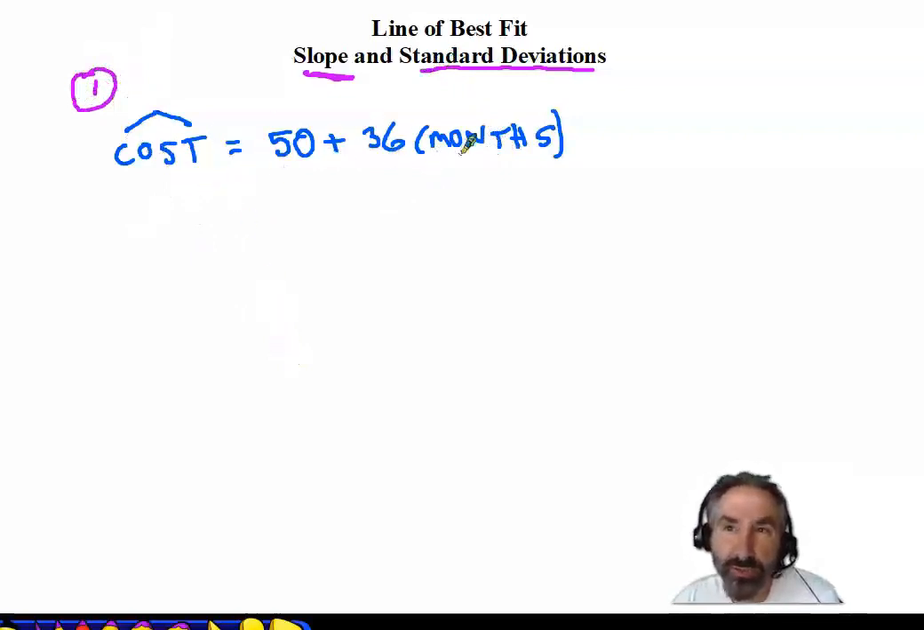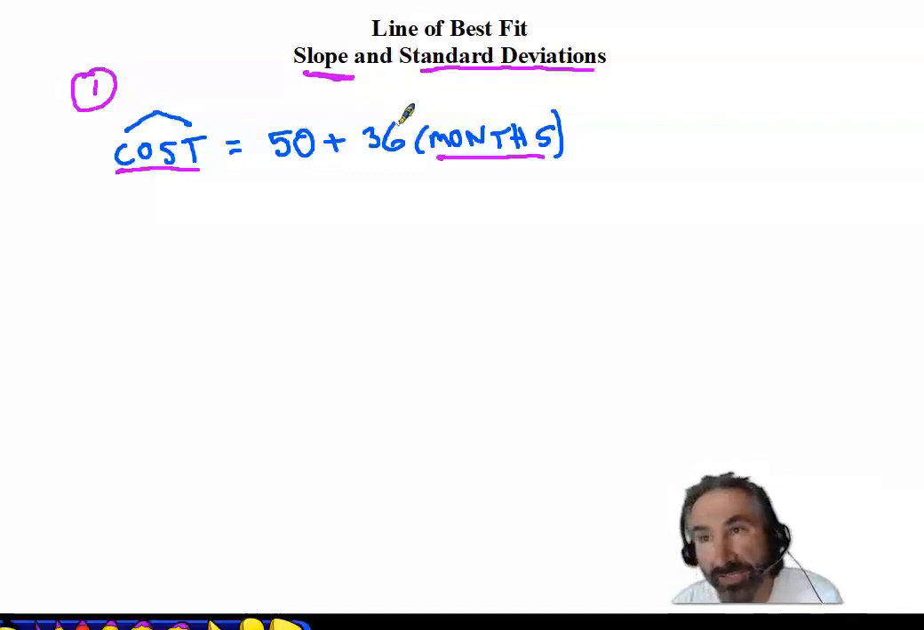So in this particular equation that you see here, I'm trying to relate two variables. The explanatory variable is months. That's our x variable. And our response variable is cost. That's our y variable. The situation is this is the equation for what it would cost you for membership at a gym. You might have to pay a $50 fee just to join, and then you might have to pay something like $36 per month. And depending on the number of months, that will dictate how much the whole thing costs.